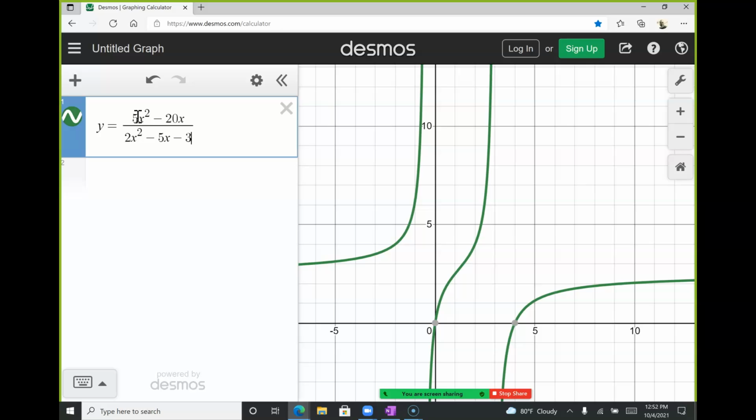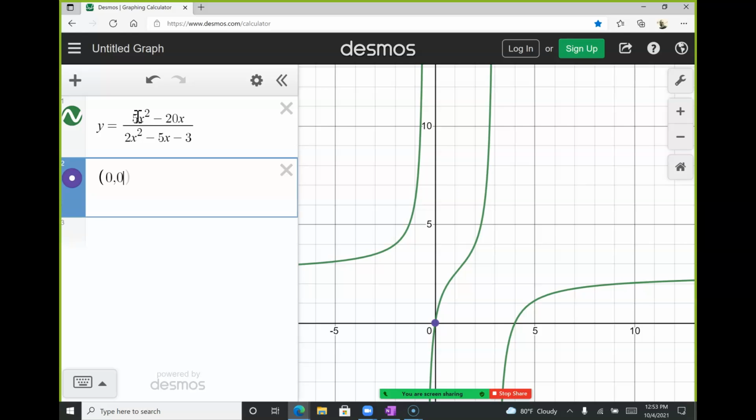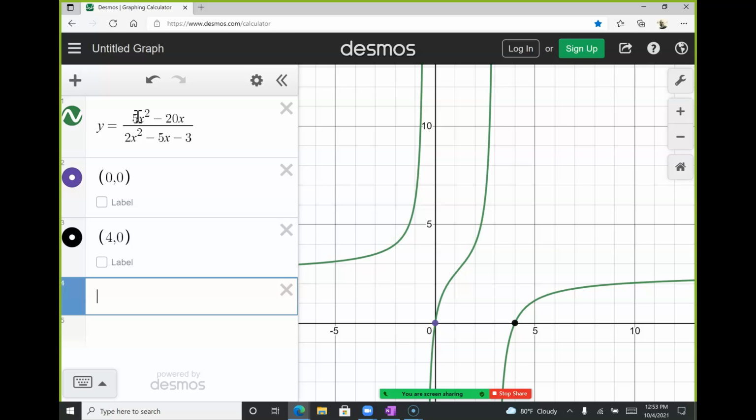So there's my function. I got a couple of intercepts. I got (0, 0) and I got (4, 0). So those are all my intercepts. I got a horizontal asymptote of y equals 5 halves, right?